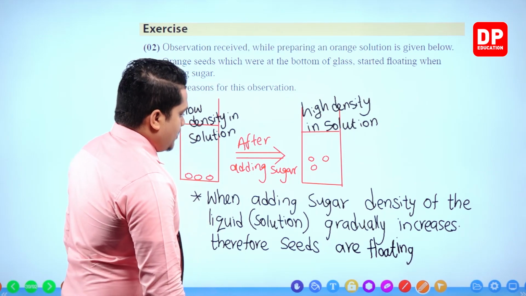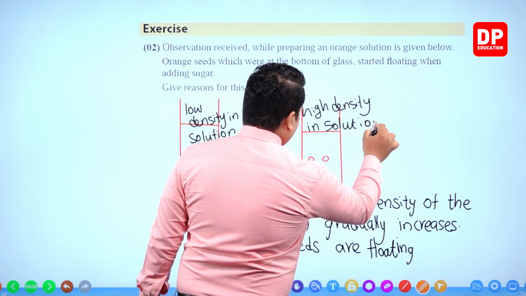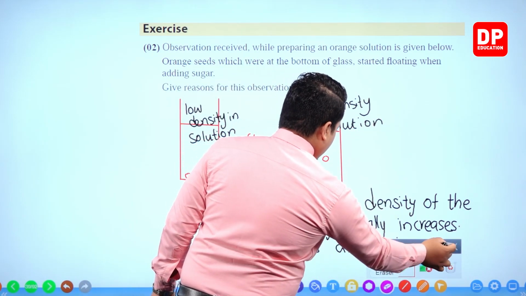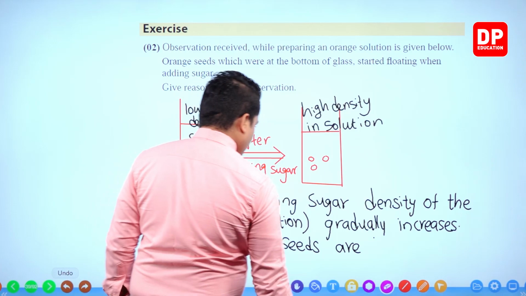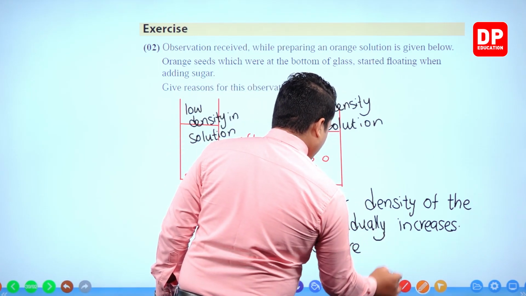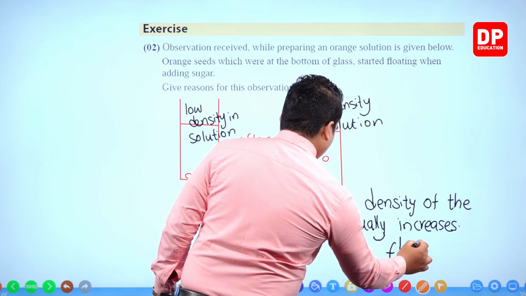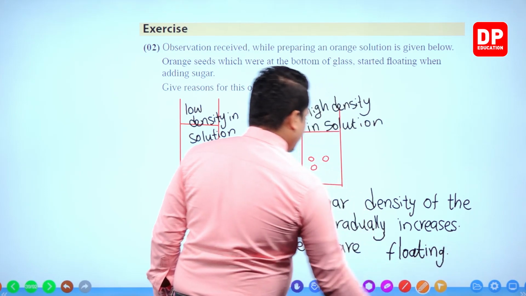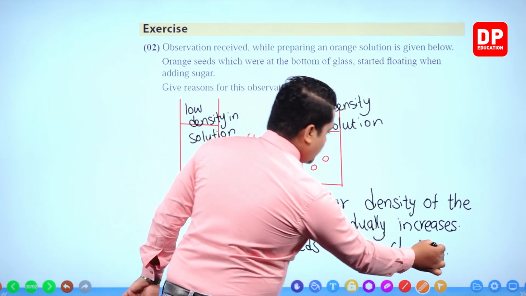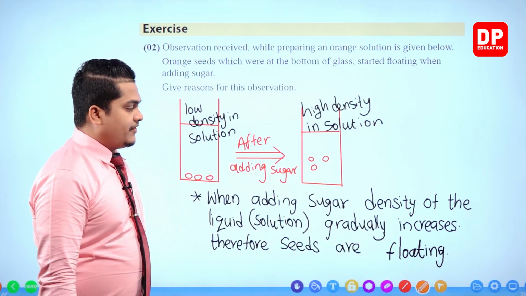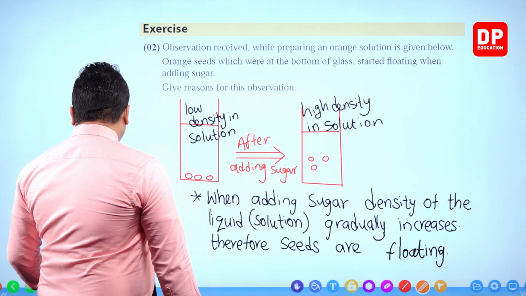Okay. Right then. So here, it's like H. So I'll mention once more. Therefore, seeds are floating. Right. Now the answer is perfect. In the earlier it was like H, so you might get confused with H, so that's why I corrected it. Okay. Right then the next one.